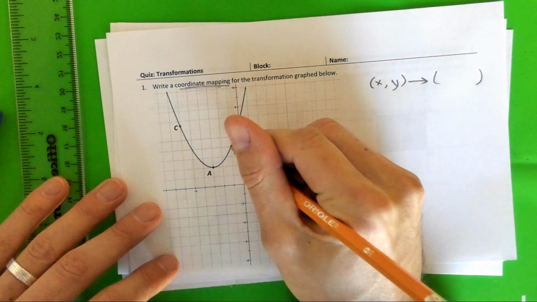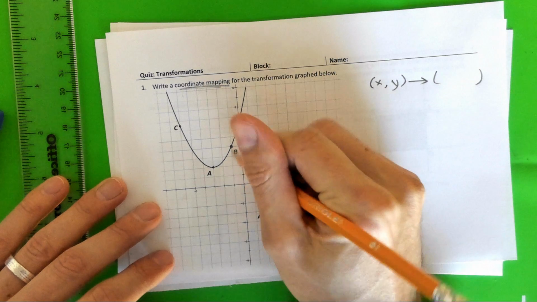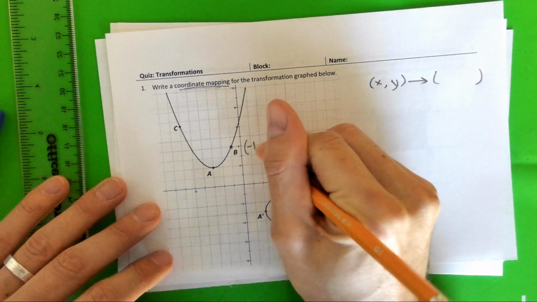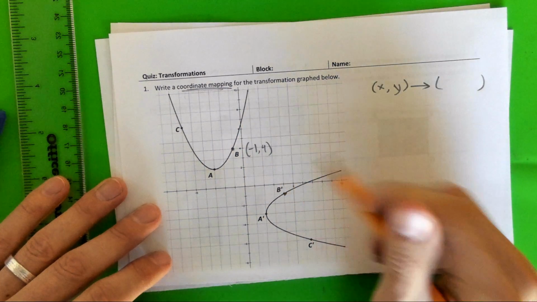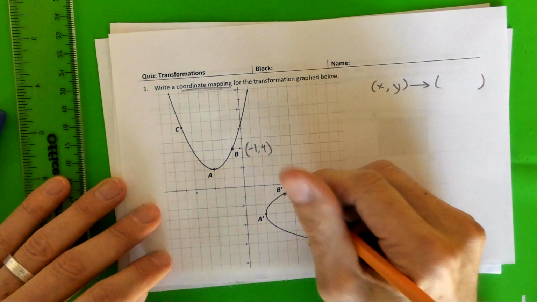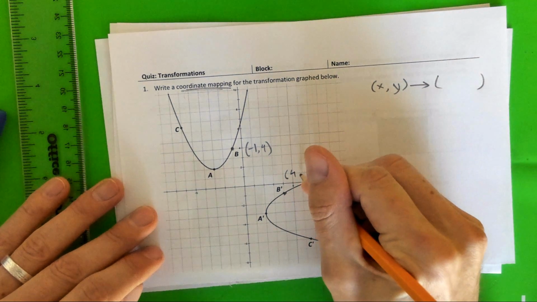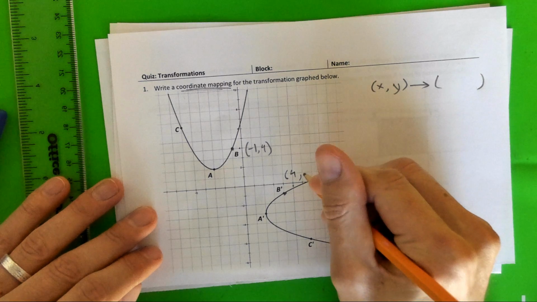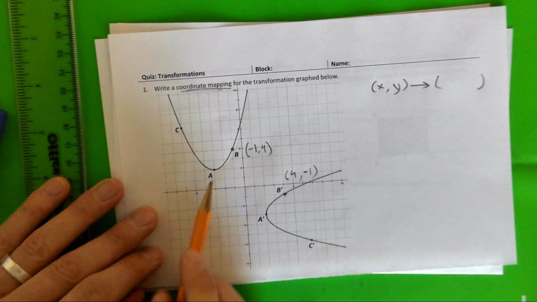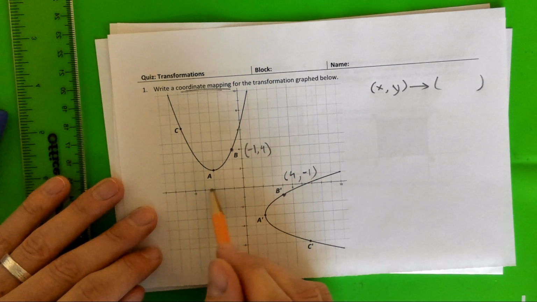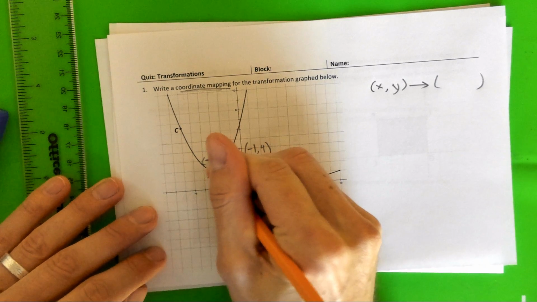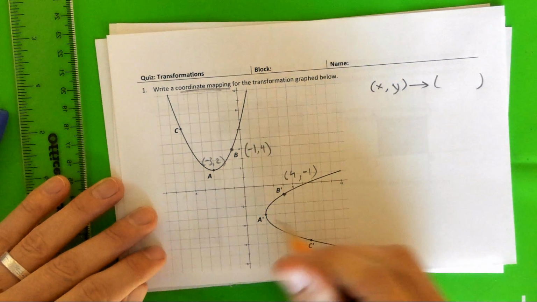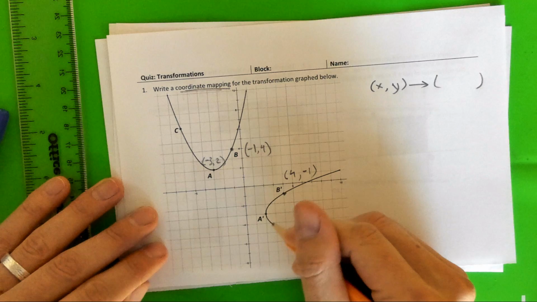Now, you're supposed to remember what that coordinate mapping is, but if not, just look at the actual coordinates. So B is (-1, 4). What happens to the coordinates of B? Well, it's (4, -1). What about A? (-3, 2). What about A prime? (2, -3).